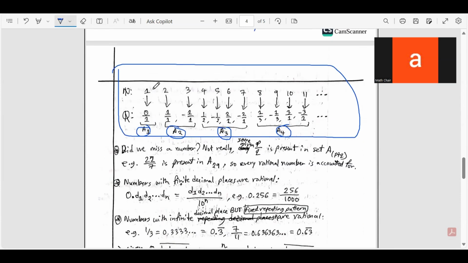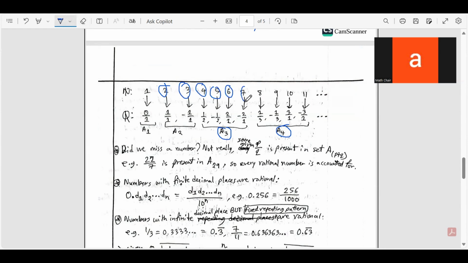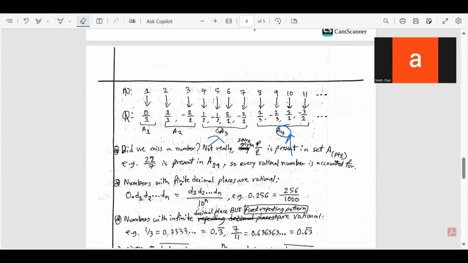And we observe that the first set, A1, just has one element. So I count that element with 1. The second set, A2, has two elements. I use 2 and 3 to count its elements. I use 4, 5, 6, and 7, 4 numbers to count the 4 elements of A3. Then I again need 4 elements to count the 4 numbers of A4. And this goes on. I can keep counting in this manner forever.